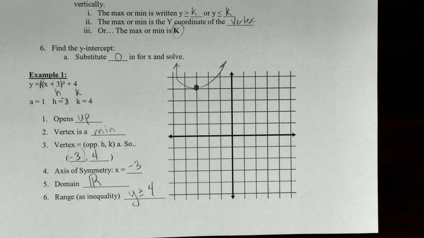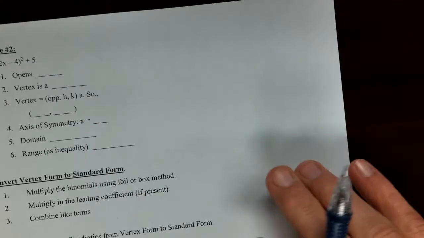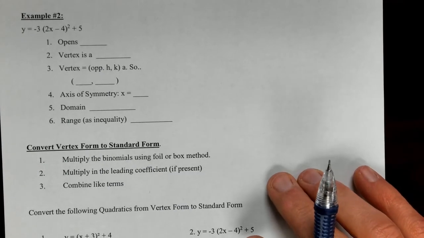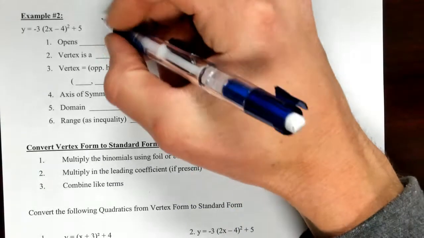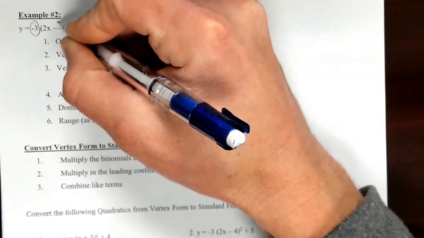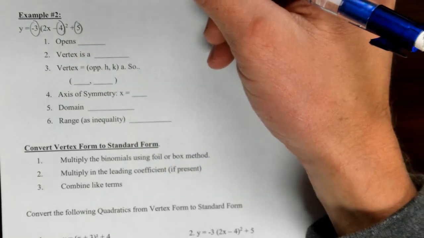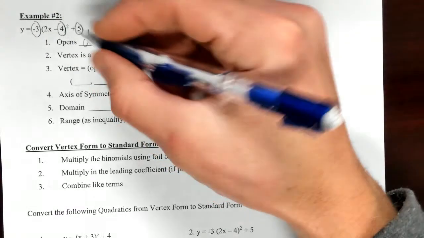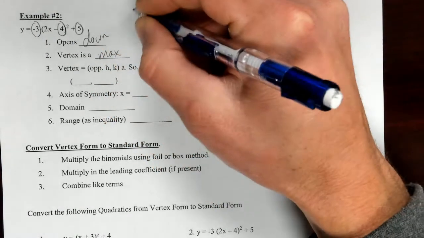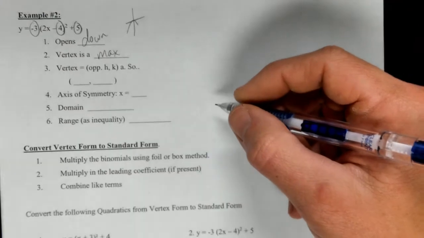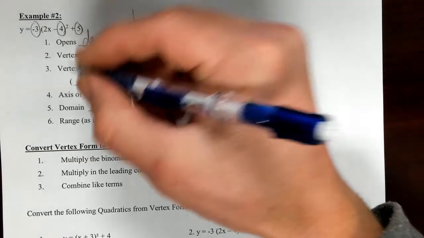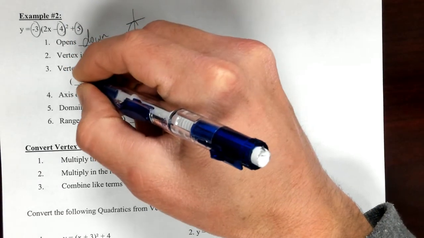Let's go to example number 2. Example number 2, I have y equals negative 3, parentheses 2x minus 4 squared plus 5. Okay, so in this case, here is a, here is h, here is k. I know that a is negative 3, so it's going to open downward. The vertex is going to be a maximum because the graph is opening downward. So the vertex is at opposite h, so a negative 4. Okay, so positive 4.